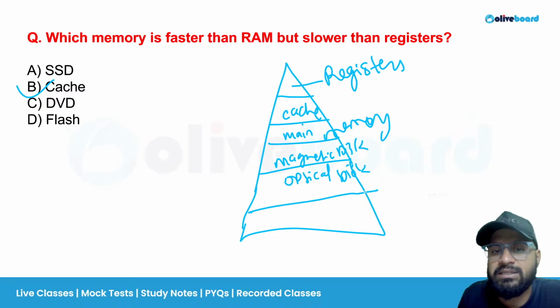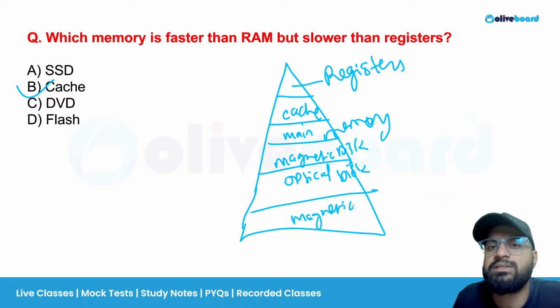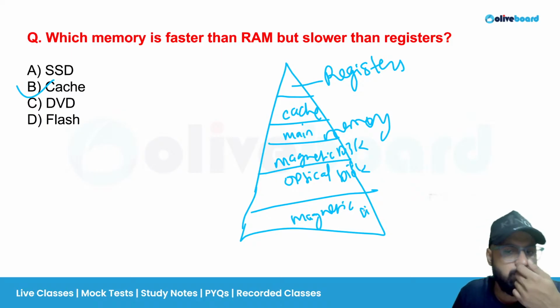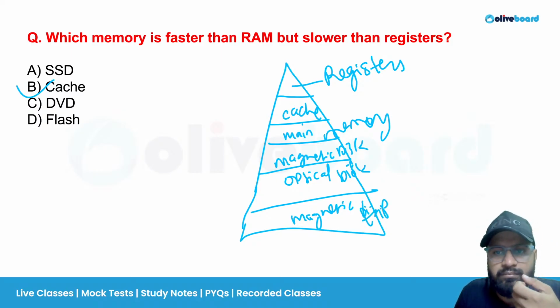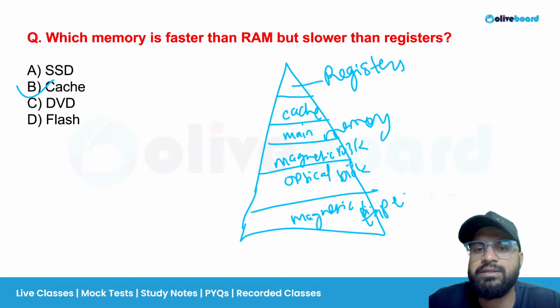Then at the last it will have magnetic tape. Magnetic tape is the slowest memory here. So this is magnetic tape, and this is the memory hierarchy here.